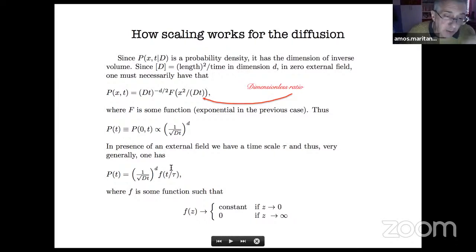So in the case of the diffusion that I showed before, this function f is an exponential. The scaling argument typically is unable to determine what the small f is. Okay, and so you must have some other information on the system in order to calculate it. The only thing that the scaling argument can tell you is about how the scaling function f behaves for small or large argument. So for small argument, meaning when tau is much larger than t, then we want that there is a pure power law scaling, and so the function has to tend to a constant. Otherwise, when t is much larger than tau, we want that this is a truncated power law, and so it goes to zero.